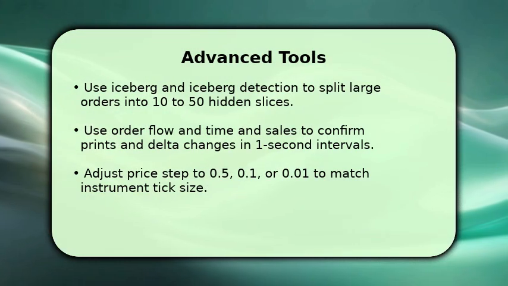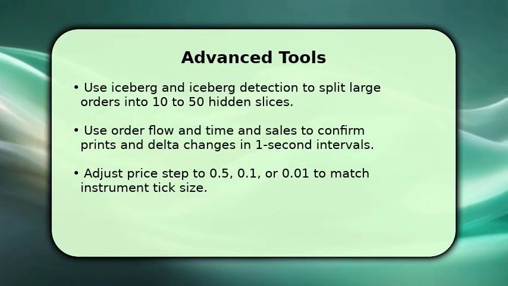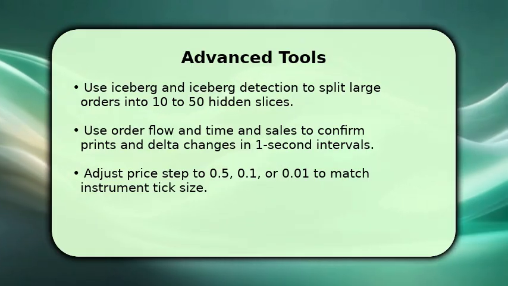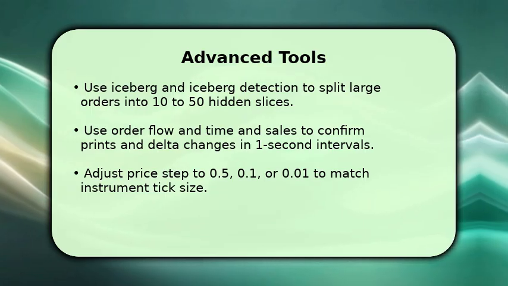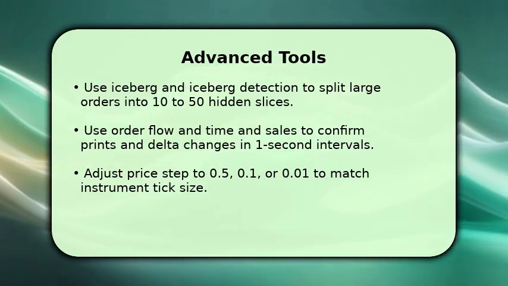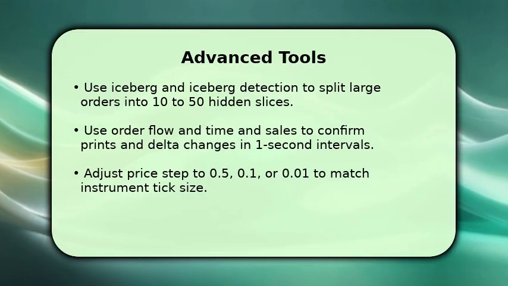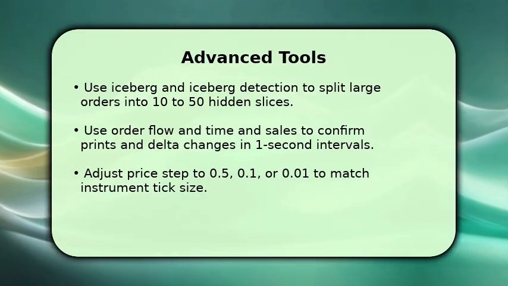Use iceberg and iceberg detection to split large orders into 10 to 50 hidden slices so you avoid signaling size to the market. Monitor order flow and time and sales alongside the DOM. Use the prints to confirm executed trades and delta changes in 1-second intervals to detect momentum shifts.